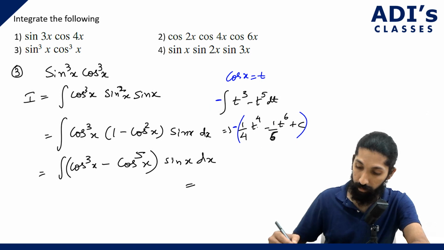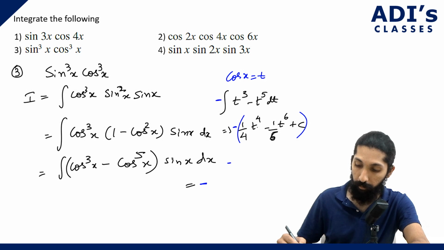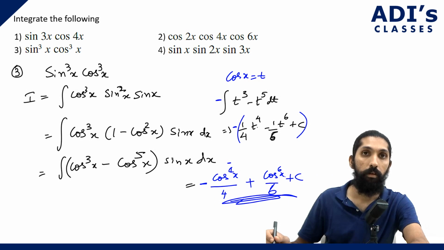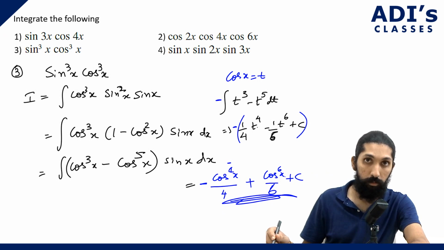Correct? So what you will get now? Minus, I'll write it here, minus t power 4 divided by 4. What is t? Cos x. Cos power 4x by 4 plus cos to the power of 6x divided by 6 plus c. This is the answer for the third question. Now let's do the fourth one now.